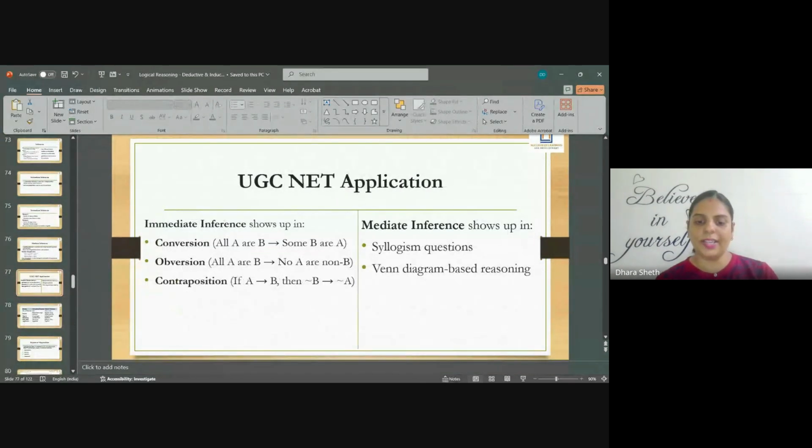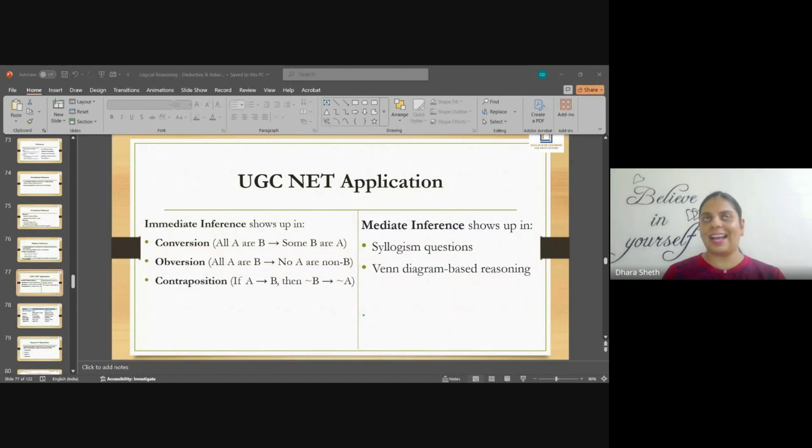Why do we need to study this? In the UGC NET exam, immediate inference shows up in conversion, obversion, and contraposition. And mediate inference shows up in syllogism questions where you have two premises and a conclusion, and then you are asked things based on that. And Venn diagram based reasoning. But in recent years, Venn diagrams have not been asked. I taught you Venn diagrams so that for syllogism questions, one way to solve the question is to draw Venn diagrams, see whichever fits, and then reach your conclusion.